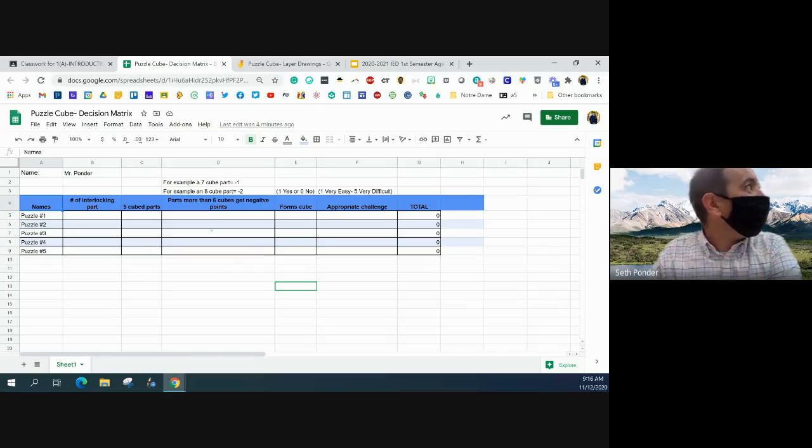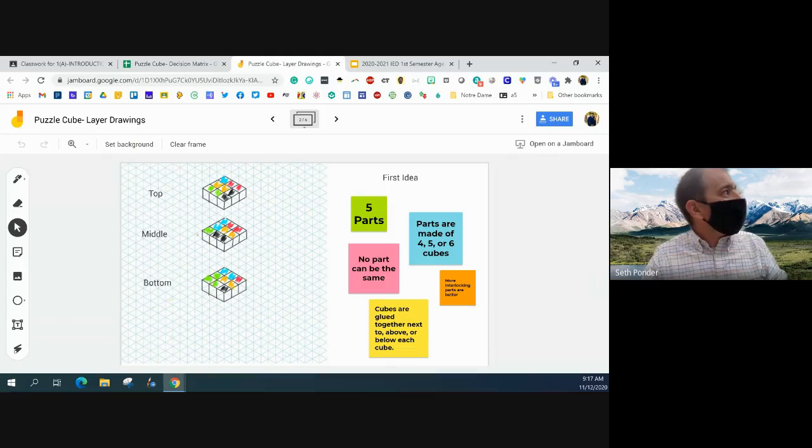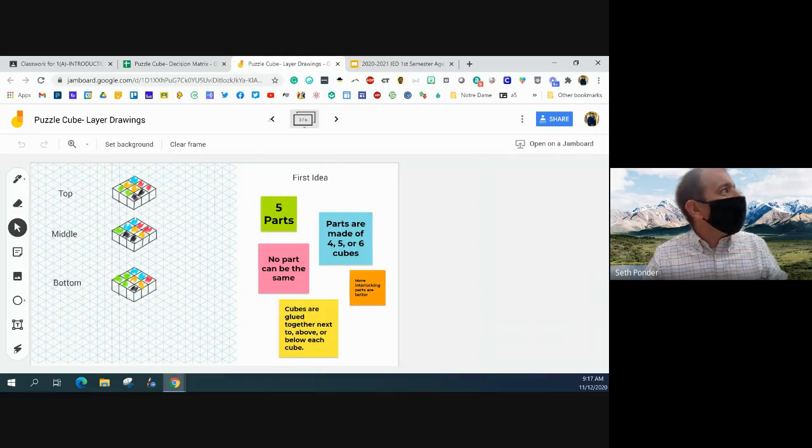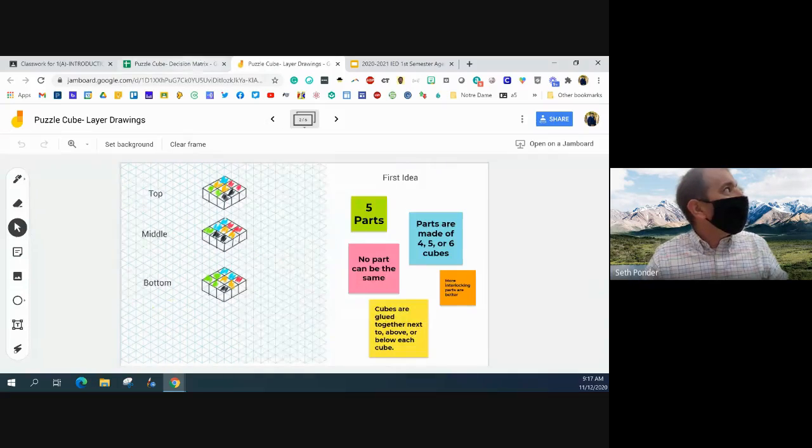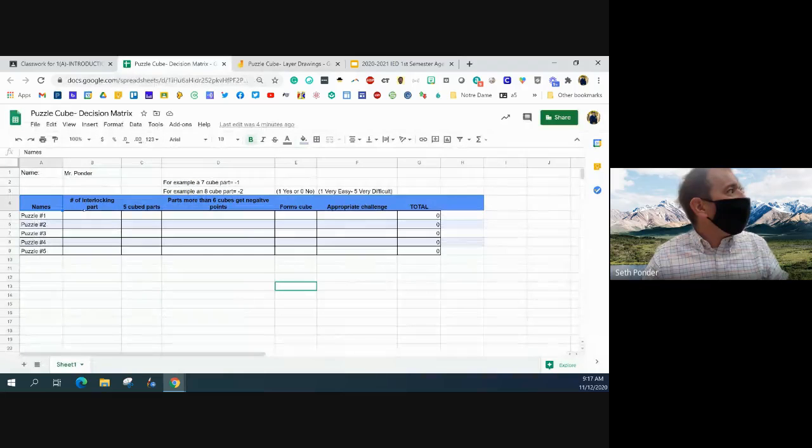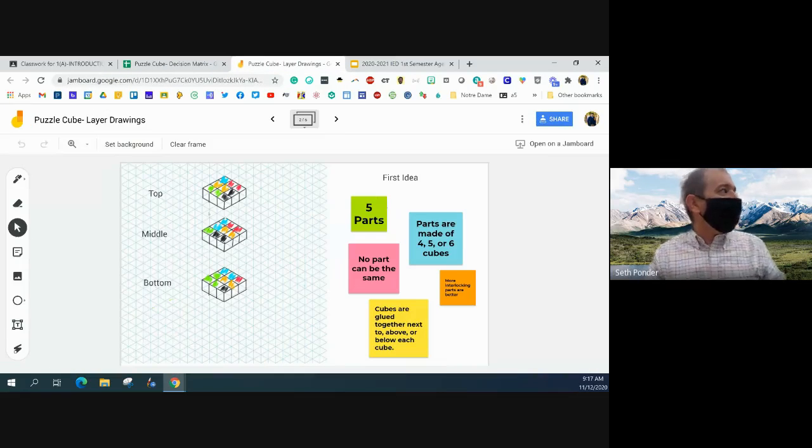Okay, so getting back to why we have this. First thing is you're going to look at each one of your puzzle cubes and say, all right, number of interlocking parts. Interlocking means it goes up and down by 2 or more, it goes up to the right by 2 or more, and it goes up to the left by 2 or more.